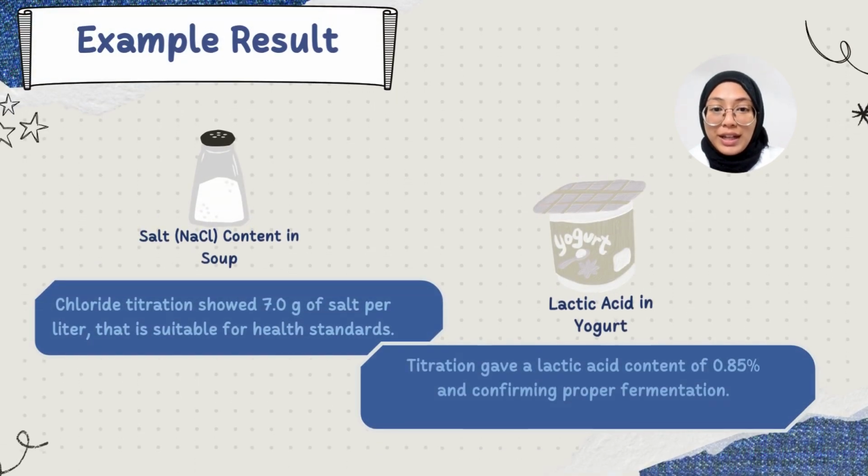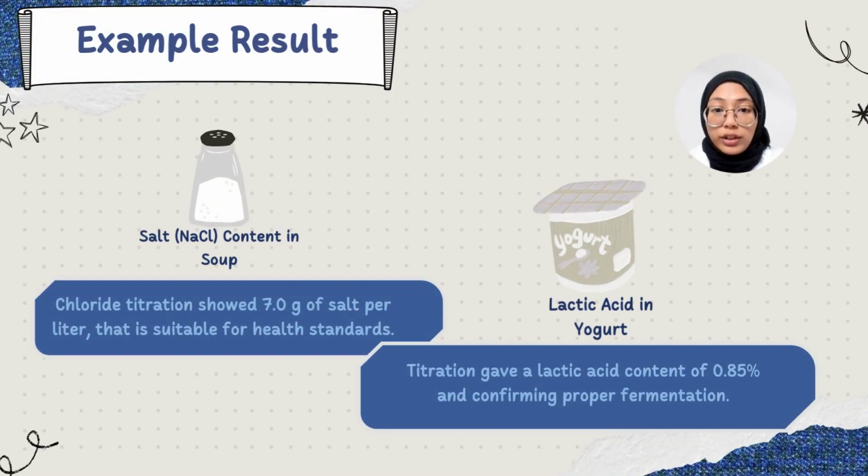So I'm going to explain the third and the fourth examples for volumetric analysis in the food industry. The third is the salt content in soup. After titrating the soup sample with silver nitrate, we calculated that the chloride ion concentration is 0.12 mol per liter, which corresponds to 7.0 grams of salt per liter. This helped to monitor the sodium level and to meet health and labeling regulations.